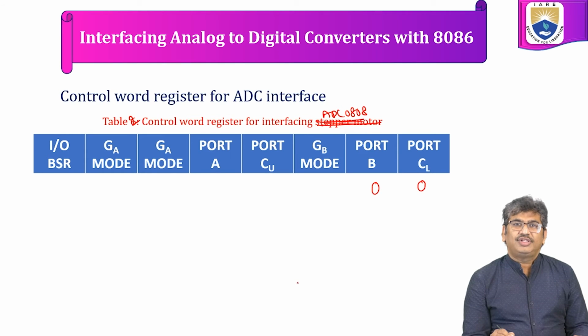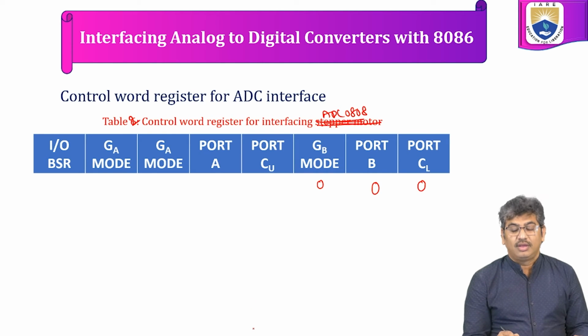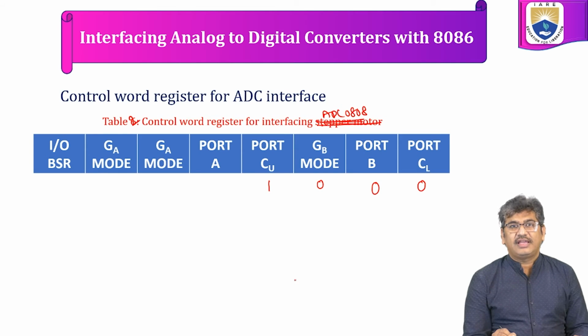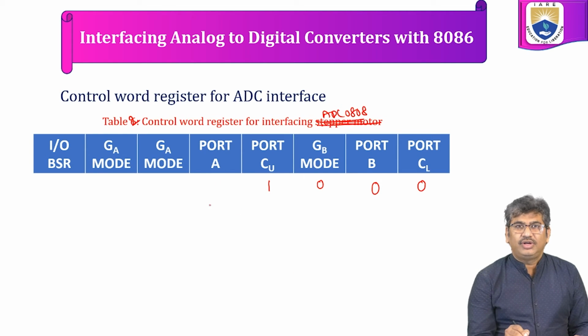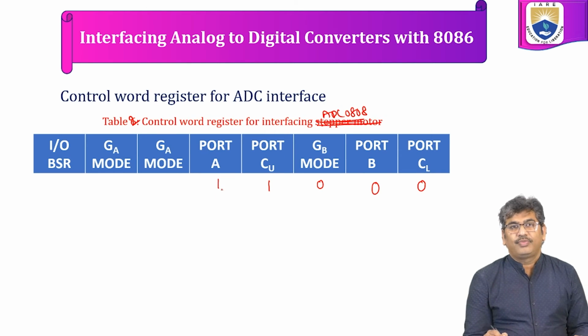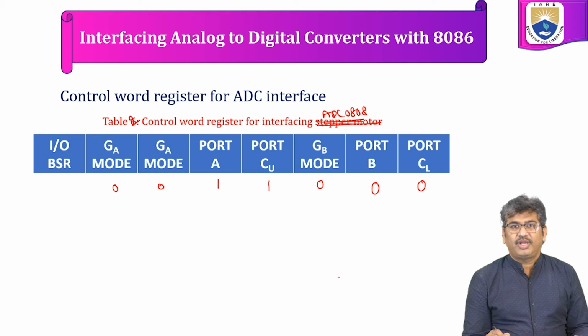The mode of operation is basic IO mode, so the group B mode bit is equal to 0. Next, port C upper, which is connected to the EOC signal, is the input for 8255, so we will program this bit as 1. Port A is for reading the digital data from the ADC, so port A is also an input port. The mode of operation for group A is mode 0. By writing these two bits as 00, it is mode 0 operation.